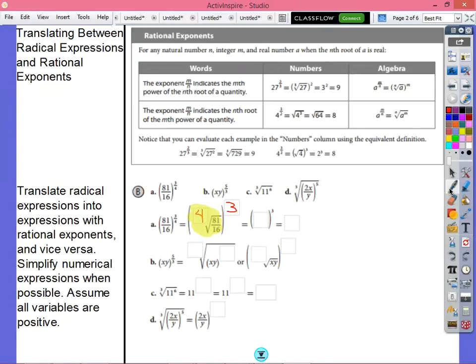Okay, so what times what times what times what is equal to 81? The answer to that question is 3. Now that's something certainly you could just type right into a calculator, and it would tell you as well.